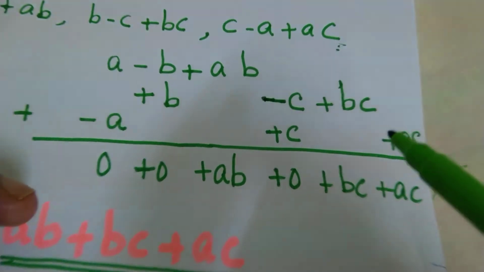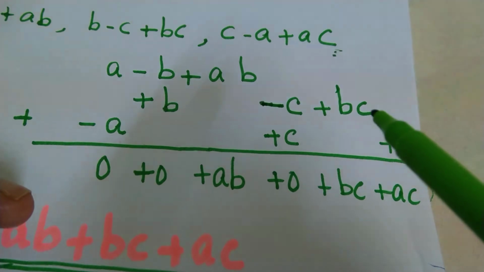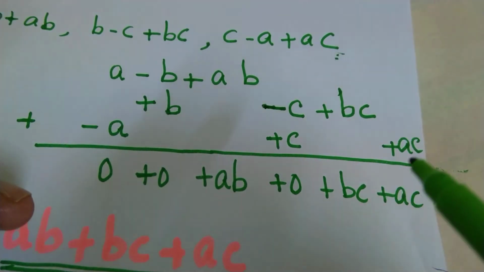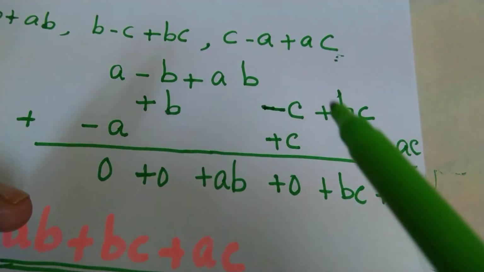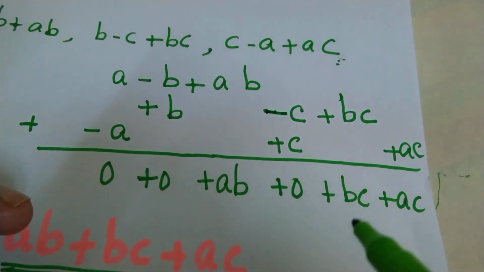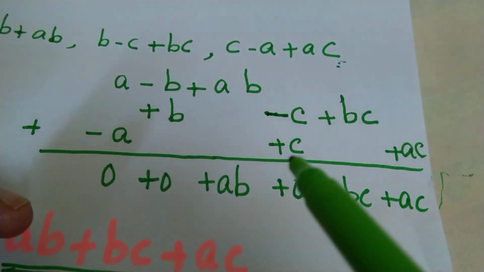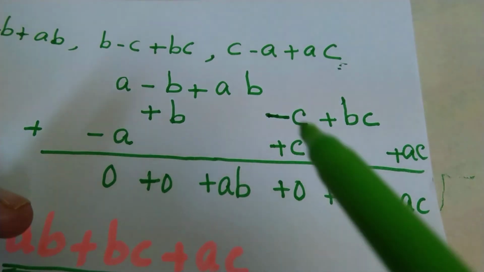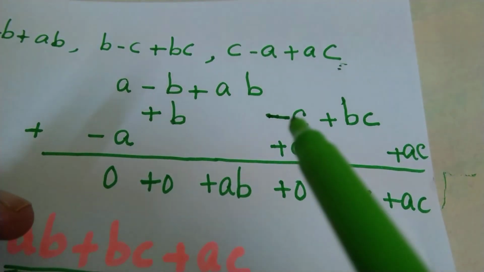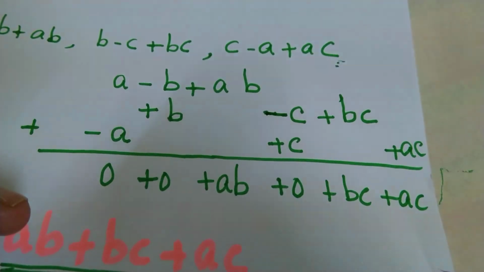So while we add, only one AC has come here in the third expression. No other ACs in the other two expressions. So we will write plus AC here. In the same way, there is only one BC. So that we will write in the answer. Then minus C plus C, equally opposite terms we are adding, so the answer is 0. It is like adding minus 5 plus 5 again.